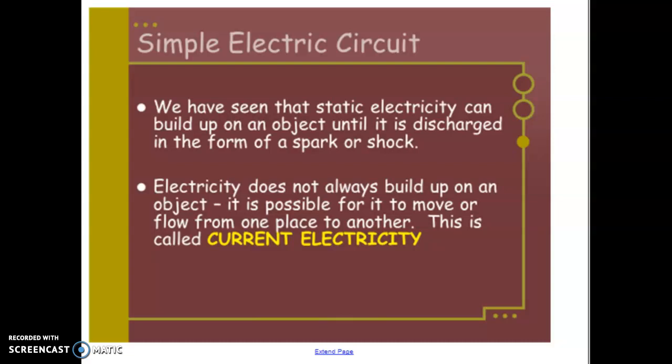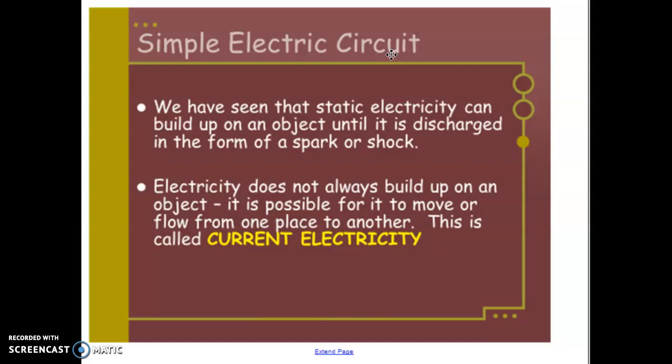Okay, so a simple electric circuit. A circuit is essentially a pathway for electrons to flow. It's important to understand that circuits can only be done using current electricity. Remember, with static electricity you can have movement of electrons, but it's not a continuous flow. You might have electrons moving from one object to another object, but it's not like they're flowing around in a circle from one object to another continuously.